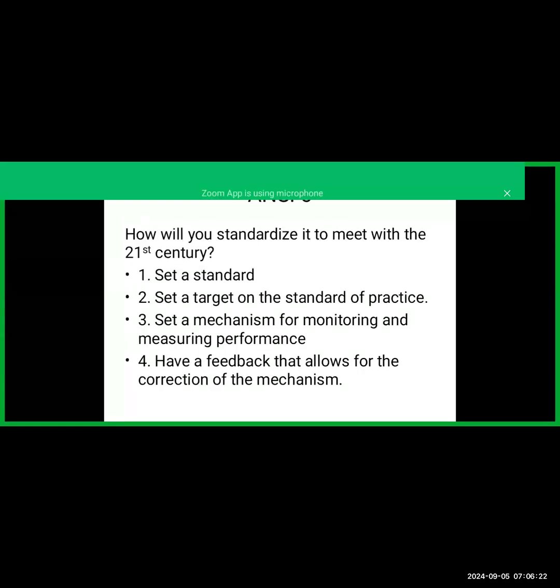Then how do we standardize it to meet the current 21st century? We will set a standard and a target on the standard of practice in our own facility. We set a mechanism for monitoring and measuring performance. This will be a form of periodic auditing, to be sure that we are delivering what is expected, and we also have feedback that allows for correction of the mechanism. This is a chart that describes everything I've said.